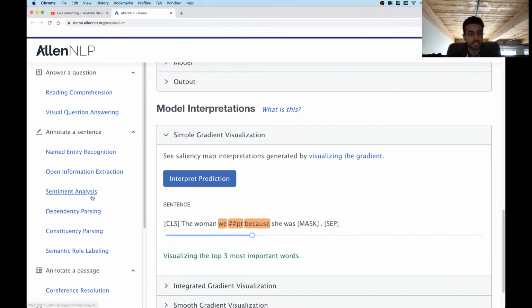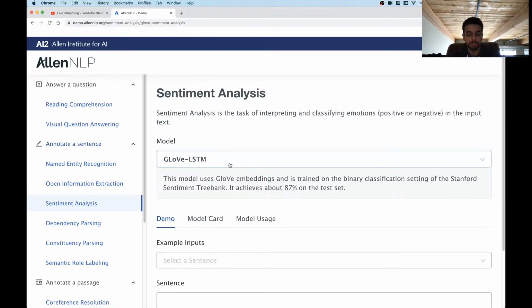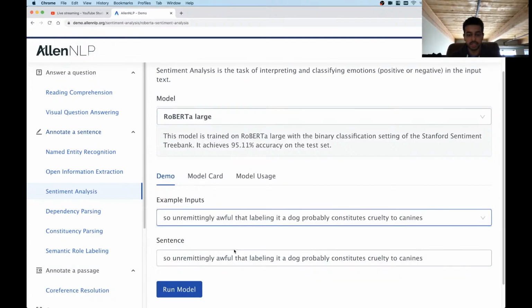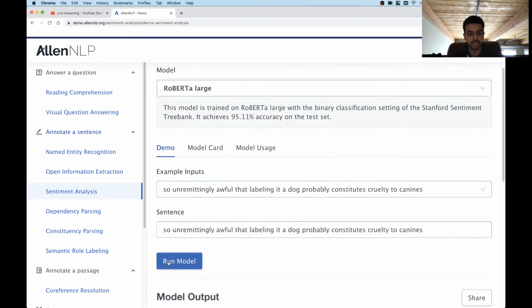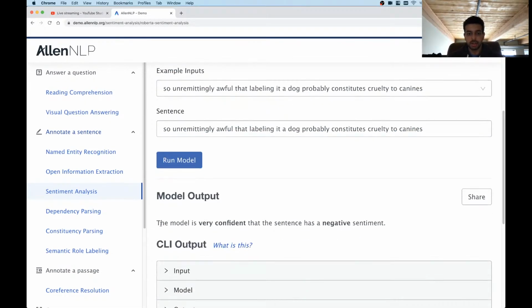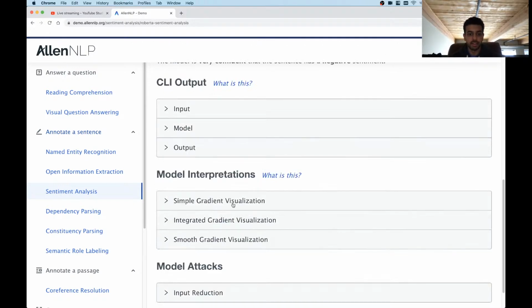So you can do this for other tasks as well. If we look at, say, sentiment analysis, we can look at this one. I think we've looked at this sentence before: "unremittingly awful that labeling it a dog probably constitutes cruelty to canines." I run the model, and it says it's very confident that the sentence has negative sentiment, but we might want to know why the model thought this had negative sentiment.